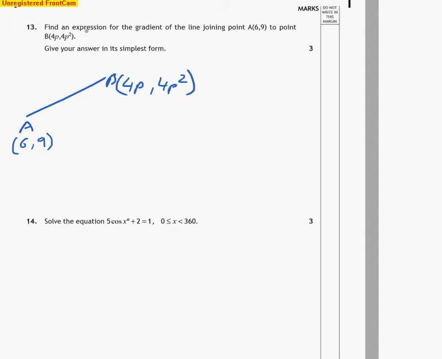Okay, the gradient of a line, pardon me, it's just the difference in the y's divided by the difference in the x's. Okay, y2 minus y1 divided by x2 minus x1. Okay, so everyone should be quite comfortable with that. Now just to give me some space, I'm just gonna rub some of that out.